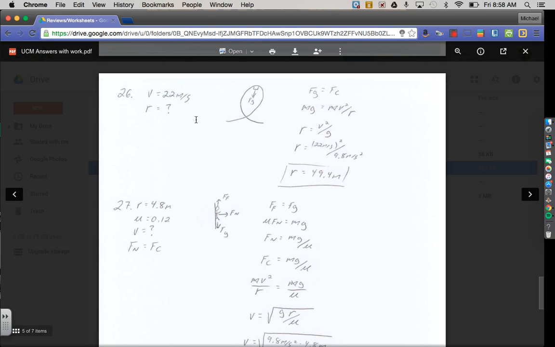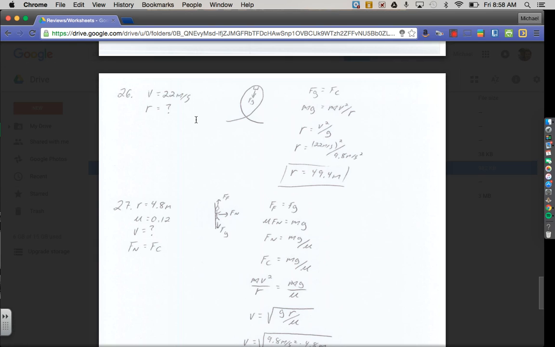Here are the solutions to problems 26 and 27 on your review sheet. For number 26, you're going to design a new roller coaster for a ride at Dorney Park. The park wants you to be sure to put a loop in the roller coaster that will thrill its riders. Your job is to find out the radius of the loop for your roller coaster if your riders are going 22 meters per second. There's our speed.